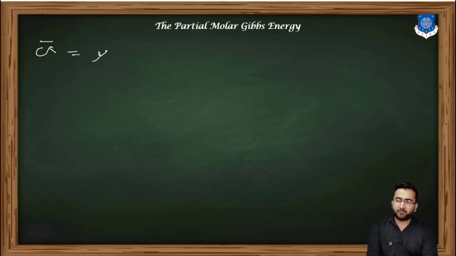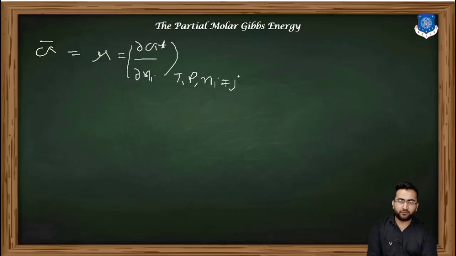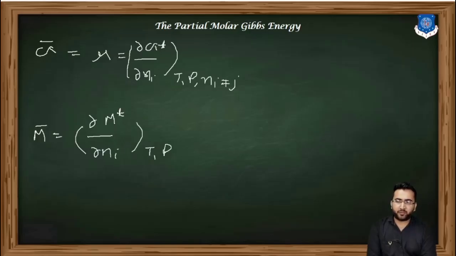G bar, which means mu, or we can say the chemical potential, is given by del GT upon del Ni at constant temperature, pressure, and Nj, where i is not equal to j. We know that the partial molar property M bar is given by del MT upon del Ni at constant temperature, pressure, and Nj, where i is not equal to j. So we are just replacing this M with G because we want the partial molar Gibbs free energy.